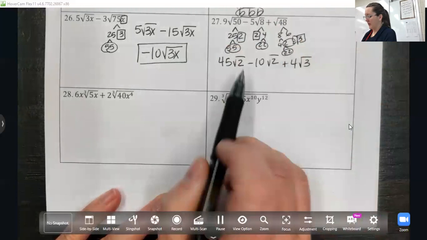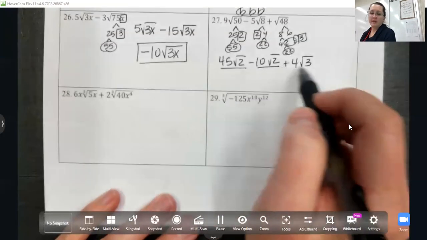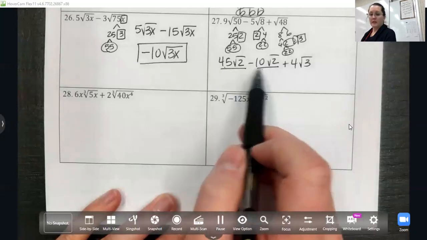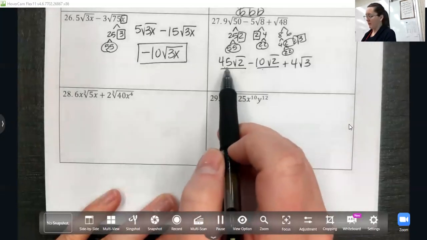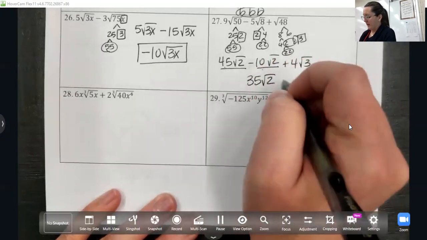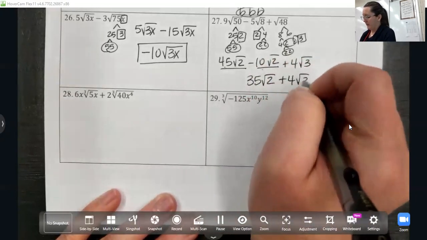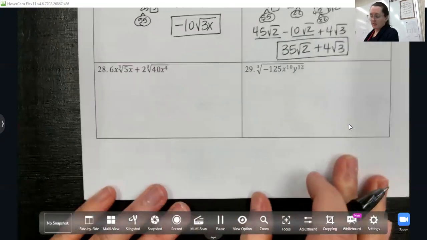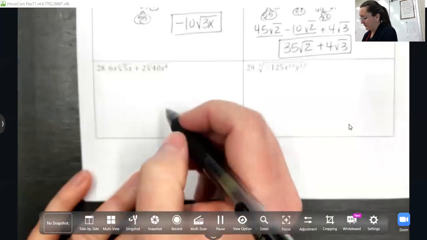All right, so it looks like these match, but this one doesn't. So when I add or subtract, I can only put these together. So I'm just going to do 45 minus 10. I get 35 square root of 2 plus 4 square root of 3. That's your answer. All right, last, number 28, almost there.